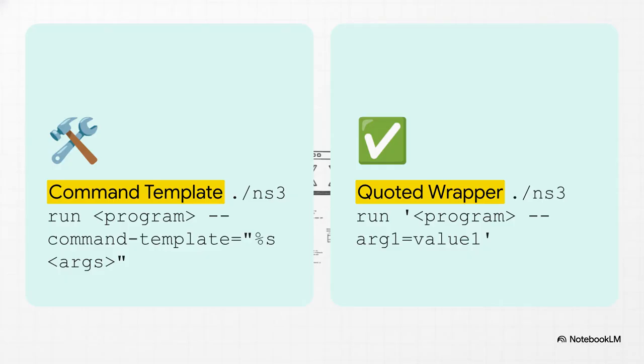Okay, so on the left, you've got the --command-template. That %s is just a placeholder for your program's name, and everything that comes after it gets passed along. On the right is what I call the quoted wrapper. You just wrap your program and all its arguments inside single quotes. Honestly, for most day-to-day stuff, that second method is way simpler and more direct.